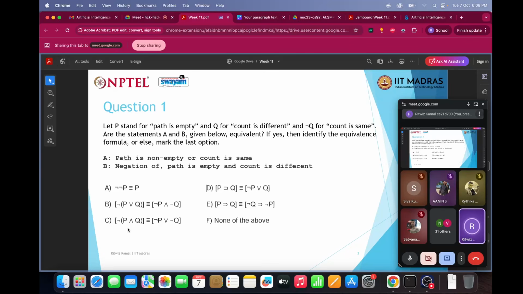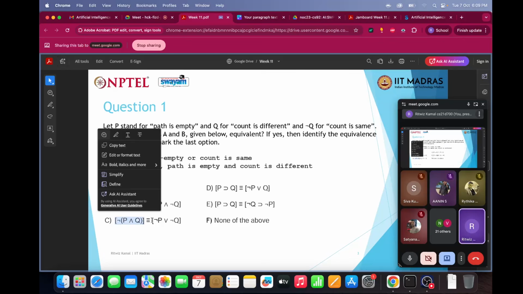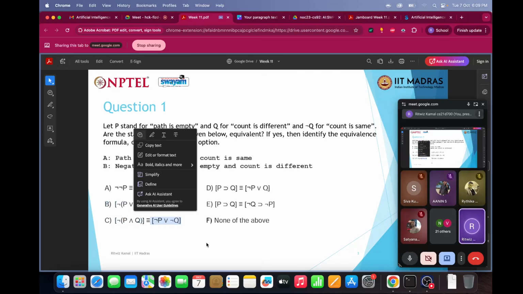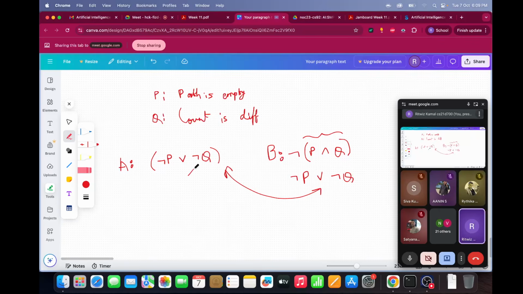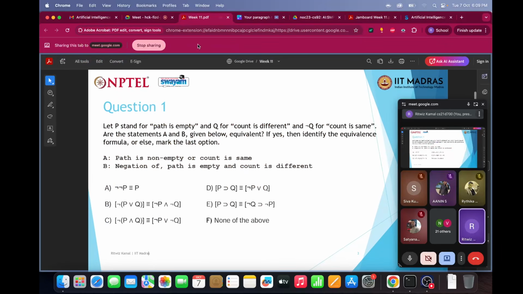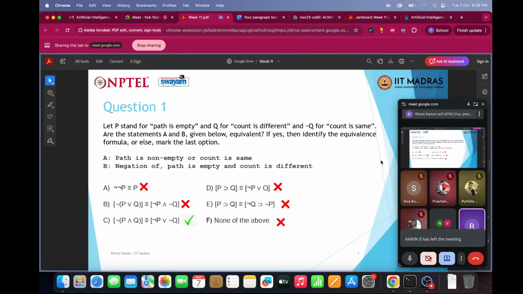So option B is incorrect. Option C seems to be matching with what we had, right? Negation of P and Q, which is equivalent to not of P or not of Q. So this is statement B, and this is statement A. Okay, so the correct option would be option C.